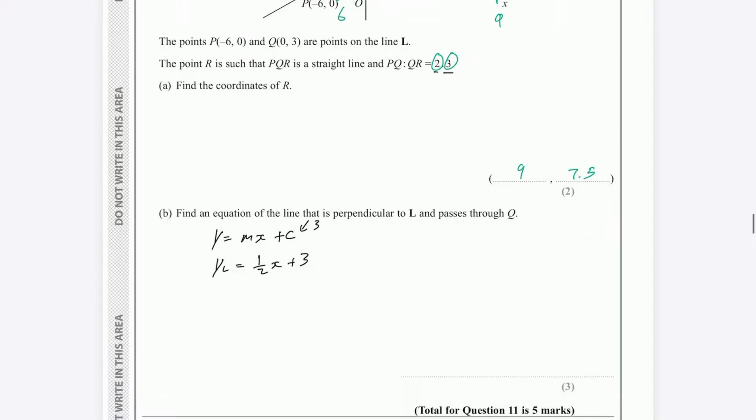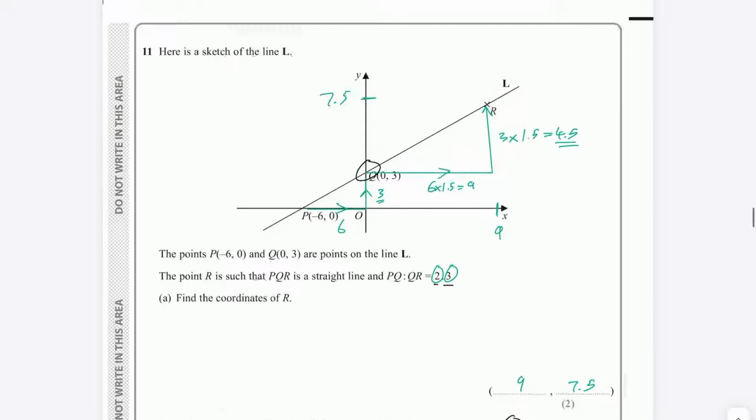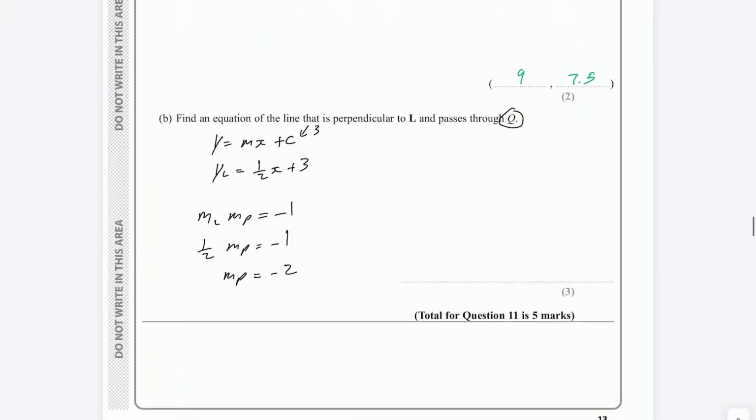And now they want the equation of the perpendicular line. Now to find the gradient of a line that's perpendicular, we do the gradient of line L times the gradient of the perpendicular line will equal -1. So the gradient of line L is a half, times the gradient of the perpendicular line is equal to -1. So that means the gradient of the perpendicular line is going to be -2. And it passes through Q. So we still know that it passes through the same y-intercept. So the formula is going to be y is equal to -2x plus 3.